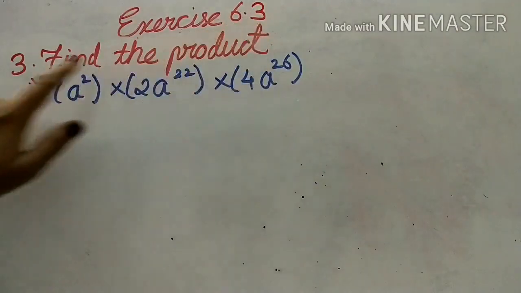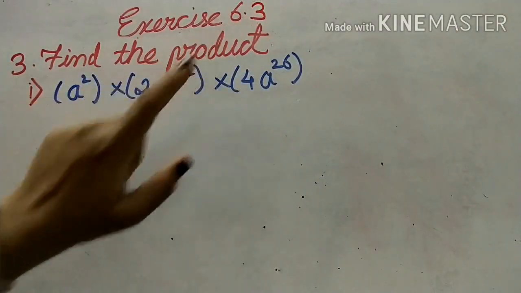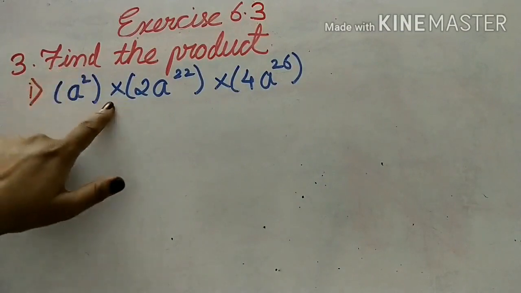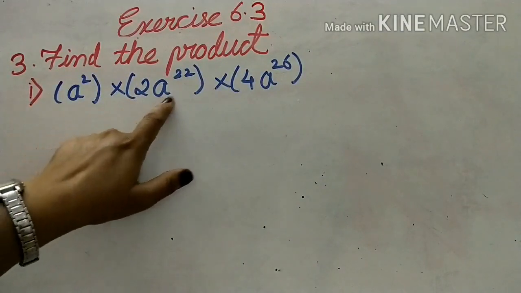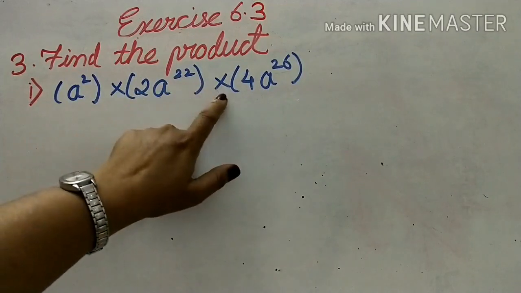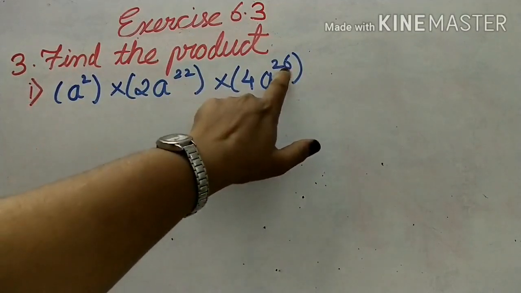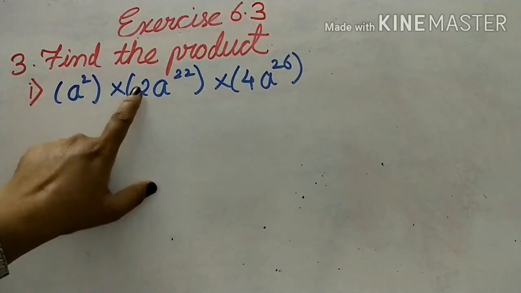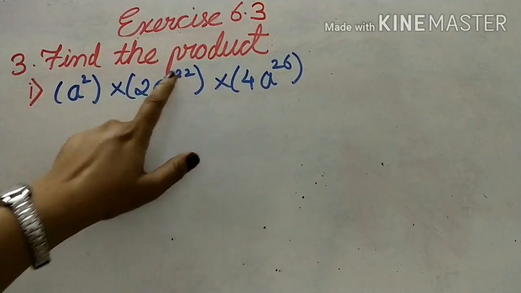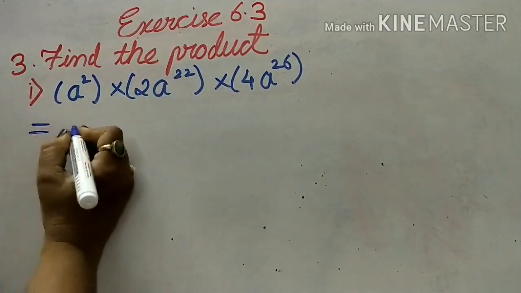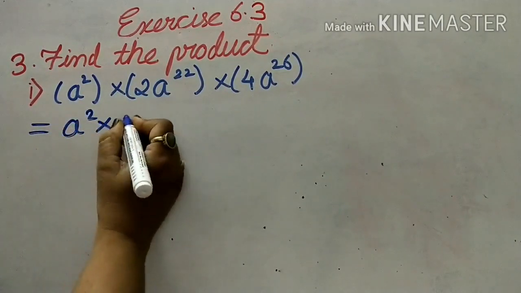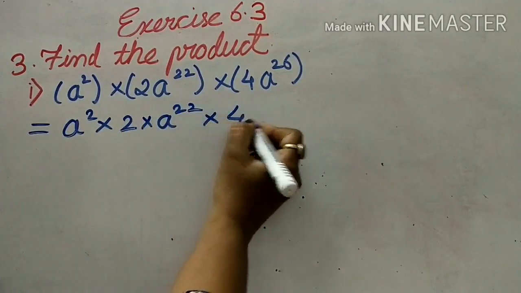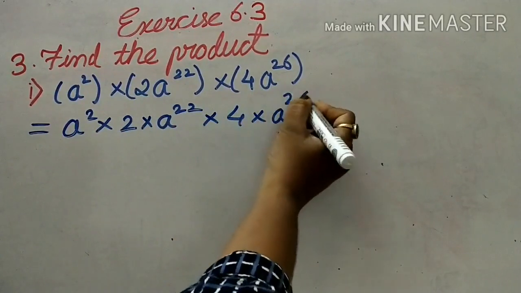Exercise 6.3, third main, find the product. In third main, first one, a raised to 2 into 2a raised to 22 into 4a raised to 26. See here, 2a means there is a multiplication in between. Means it is like this: a square into 2 into a raised to 22 into 4 into a raised to 26.